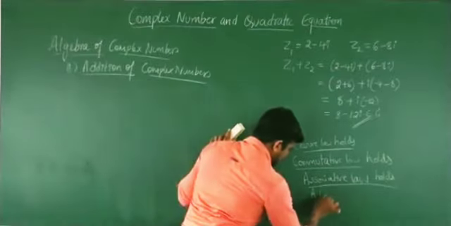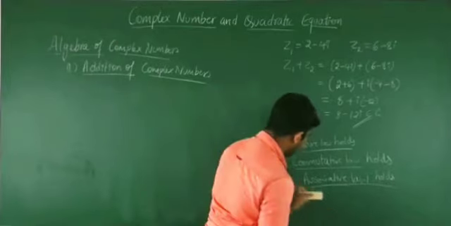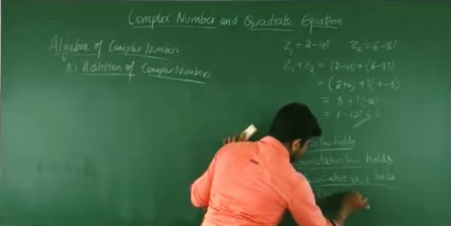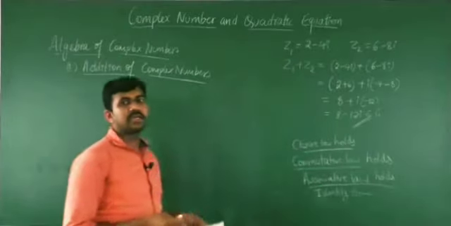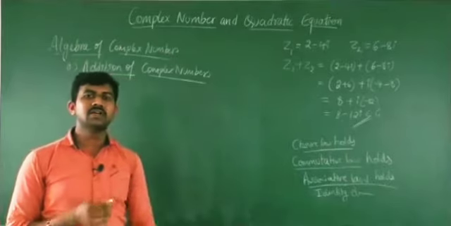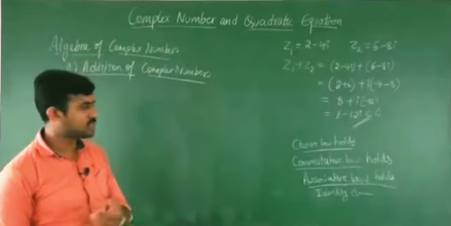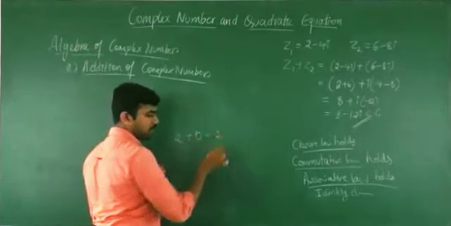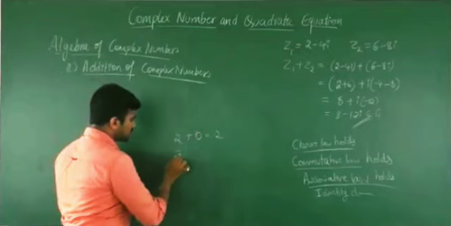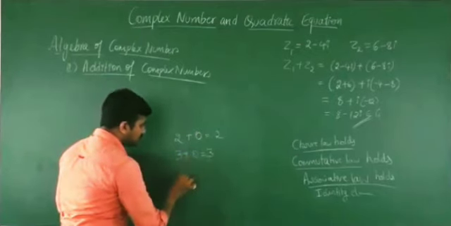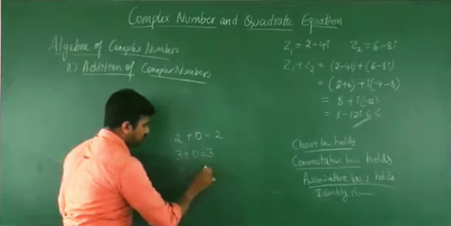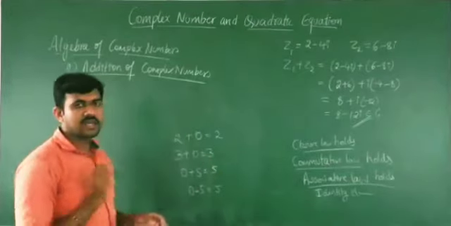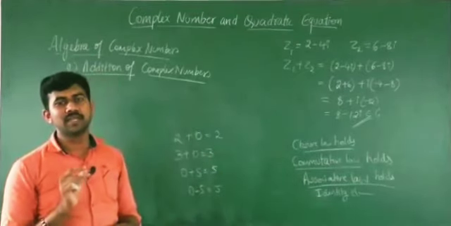additive identity. Okay, identity element, what will get? Say in real number, you know, in addition 0 is the identity element, because if you add 0 with any number, we'll get the same number. Like 2 plus 0 is 2, 3 plus 0 is 3, 0 plus 5 is equal to 5, 0 minus 5 is equal to minus 5. So clearly 0 is identity element under addition in real number.